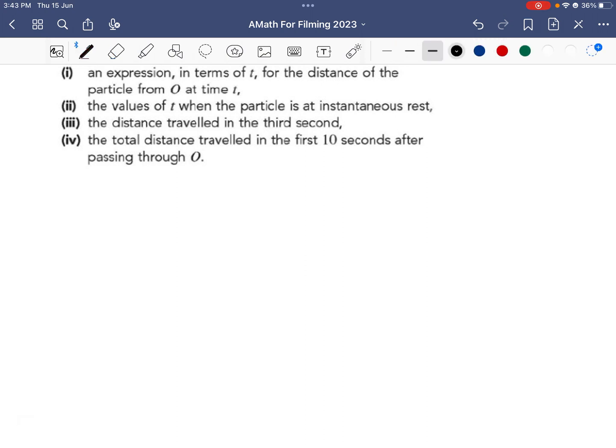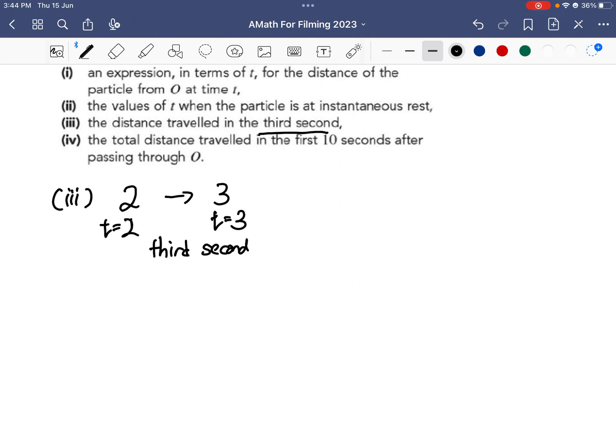Part 3, this is an interesting question. We've not tackled something like this yet. They tell you about the distance traveled in the third second. What is the third second? It starts at the second second and runs until the third second. So the space of time between t equals 2 and t equals 3 is what is defined as the third second. Because first second, second second, 2.1, 2.2, 2.3 until 3, that is defined as the third second.